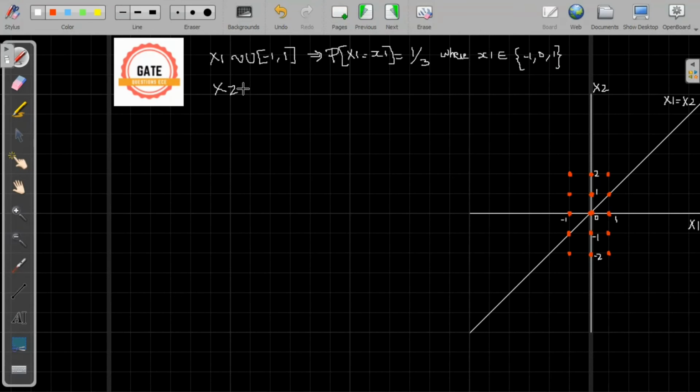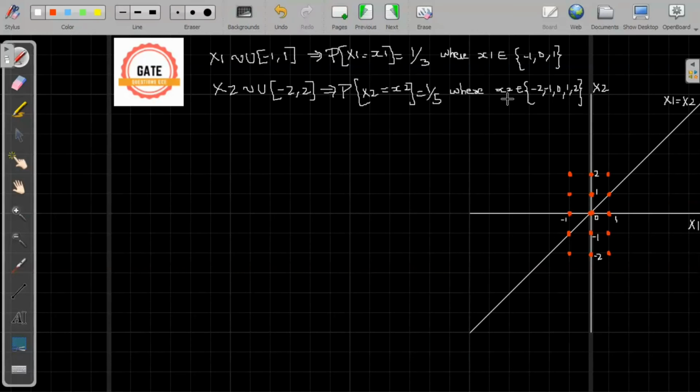Similarly, it is given that x2 is uniformly distributed from -2 to 2. So the probability that x2 equals some sample value small x2 is 1 by 5, where small x2 belongs to the set -2, -1, 0, 1 and 2. Only for these five values of x2 is the probability non-zero and it is 1 by 5. For all other cases the probability is 0.